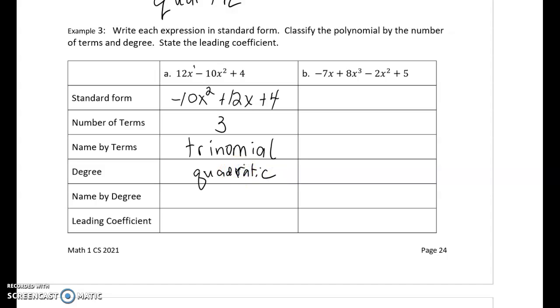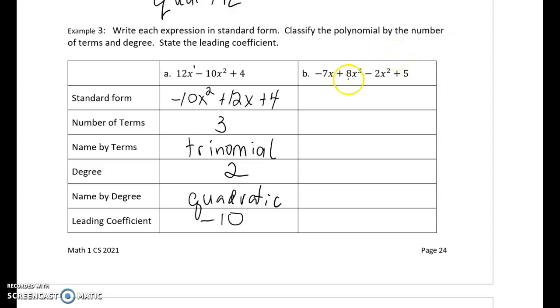Oh, actually, that should be down here. It's a quadratic with degree 2. Leading coefficient: because we wrote this in standard form, the leading coefficient is always going to be the number in the lead term. So the leading coefficient would be negative 10. Okay, let's go ahead and do the next one together.